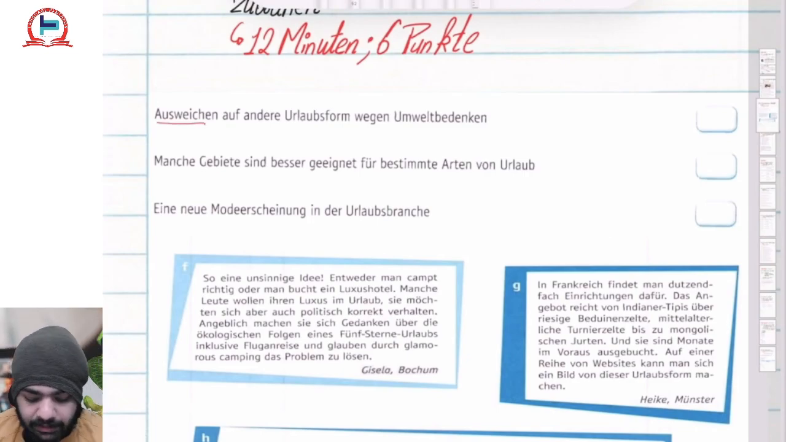Ausweichen auf andere Urlaubsform wegen Umweltbedenken. Ausweichen, deviating to another kind of vacation forms due to environmental concerns. Okay. So now we'll be searching the text to find out where they are talking about switching to another vacation form and where they are talking about environmental concerns.